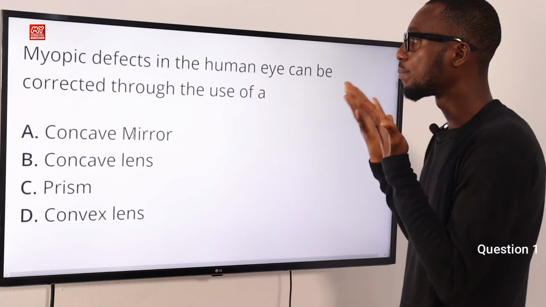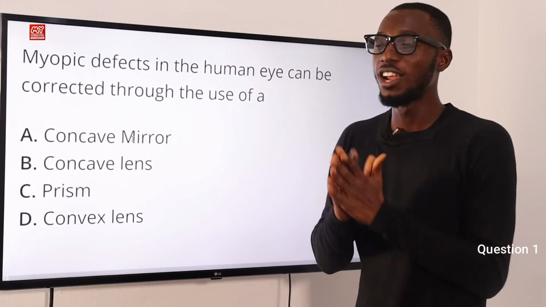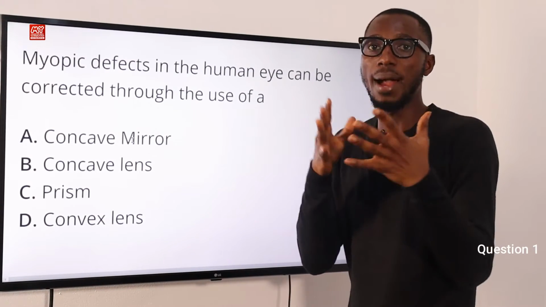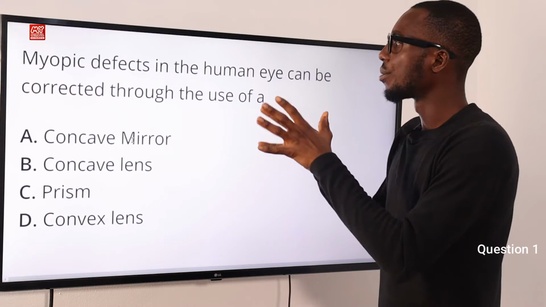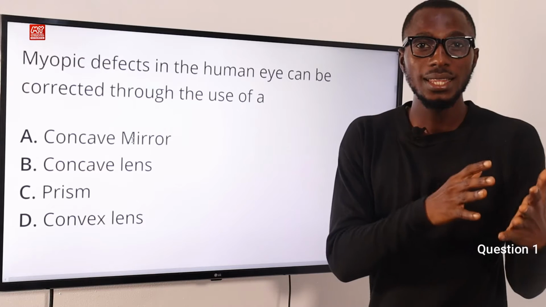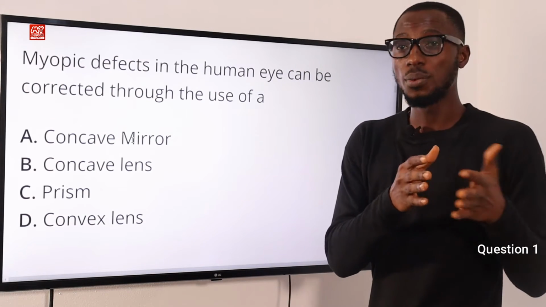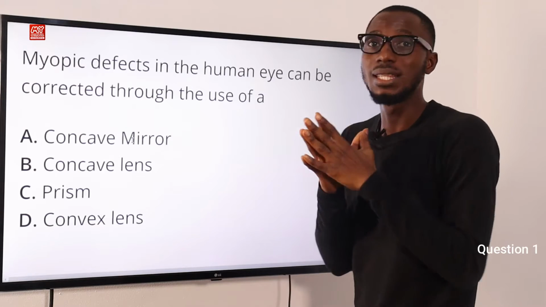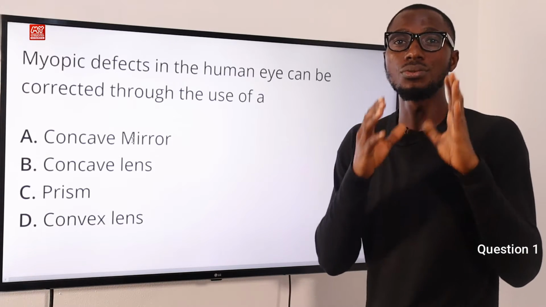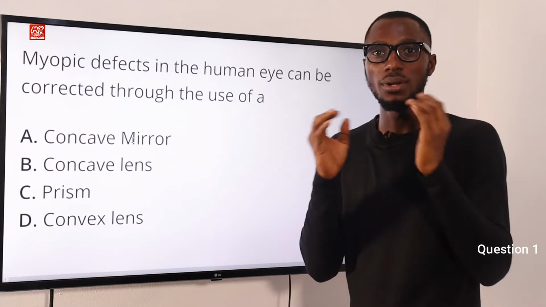Okay, so when you talk about myopic defects, we are talking about short-sightedness. Long-sightedness is referred to as hypermetropia. If we're going to make a short contrast between long-sightedness and short-sightedness, the first one we have, short-sightedness, means the eyeball is too long. Then for long-sightedness, the eyeball is short.